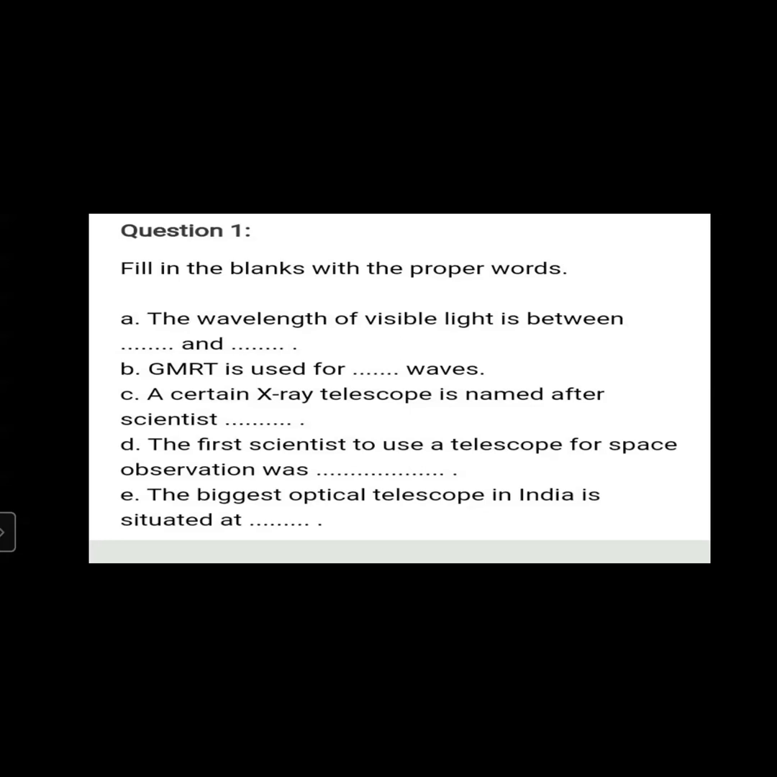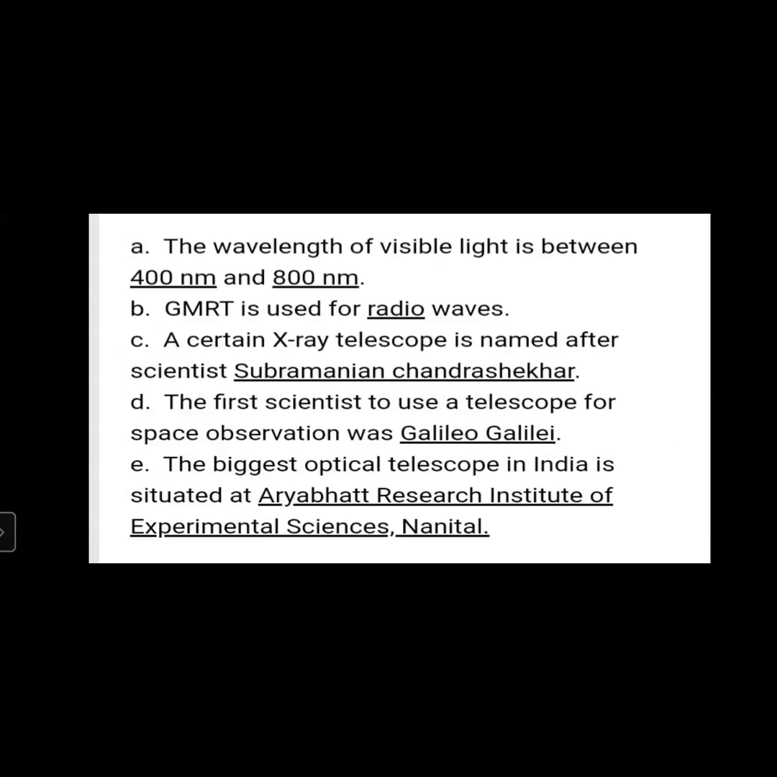The first question in your textbook is fill in the blanks with the proper words. Right? So the first question is the wavelength of visible light is between dash and dash. Right? What is the wavelength? 400 nanometers to 800 nanometers, isn't it? So here are the answers for all the fill in the blanks. You can take the screenshot of it and let us revise.